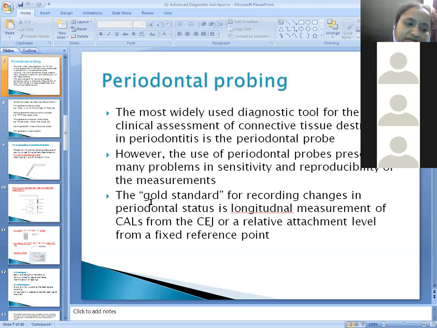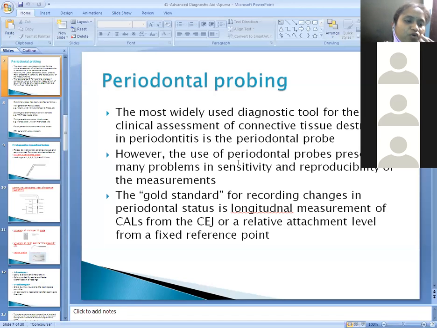Other than that, Michigan O probe is there. Other probes are also there. Michigan O probe with WHO markings are there. Marquis color coded probe is there. Goldman Fox probe is there. So these probing systems which are there, these advancements lead to formation of generations in periodontal probes. So the manual or handheld probe which we use in our clinic, we call it a first generation probe. First generation probes are mainly handheld probes or manual probes.